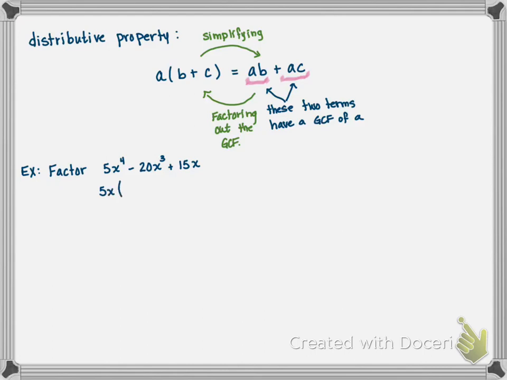And so then in parentheses, we put whatever we would have to multiply 5x by to get our original polynomial. So to get 5x to the fourth, I would need 3 more factors of x. So I would have to multiply 5x by x to the third. The operations between the terms stay the same. To get 20, I would have to multiply 5 by 4. To get x to the third, I would have to multiply x by x squared. Operation stays the same. To get 15, I would have to multiply 5 by 3. And then to get x, I would multiply x by 1. So I don't need any more factors of x. And so we're done.